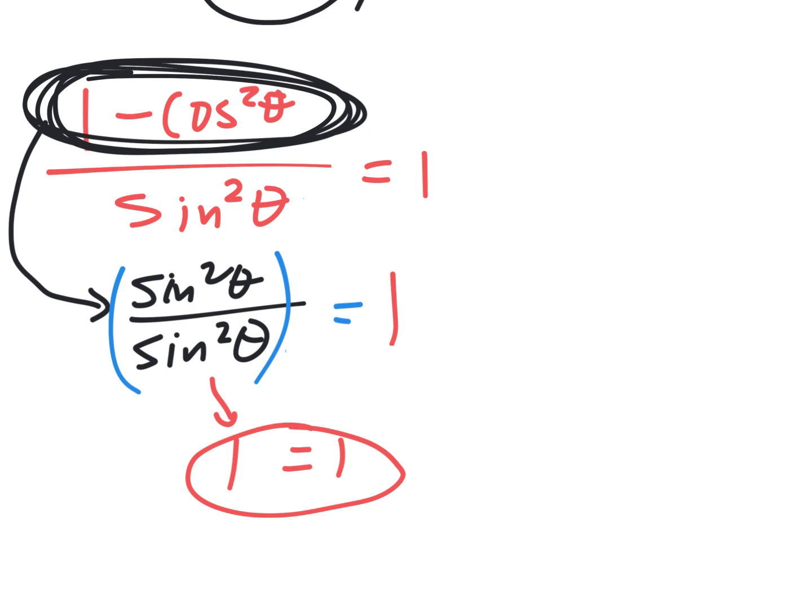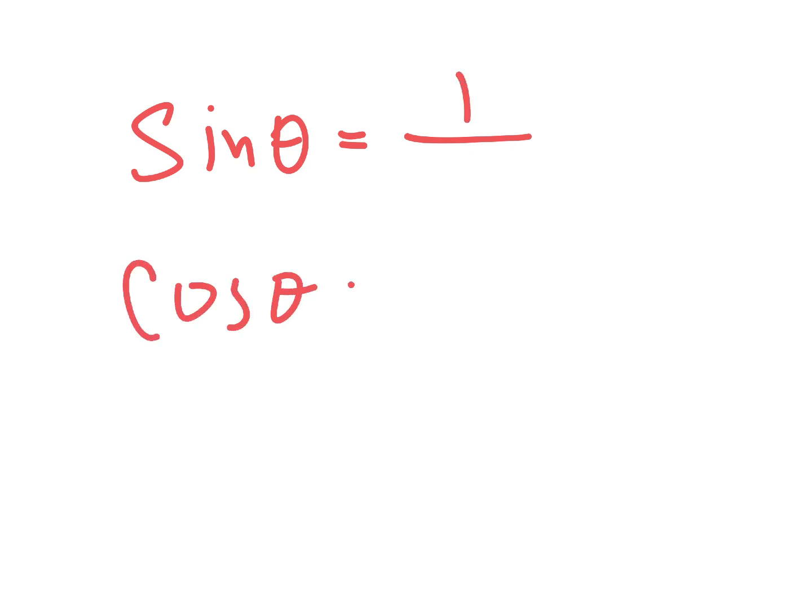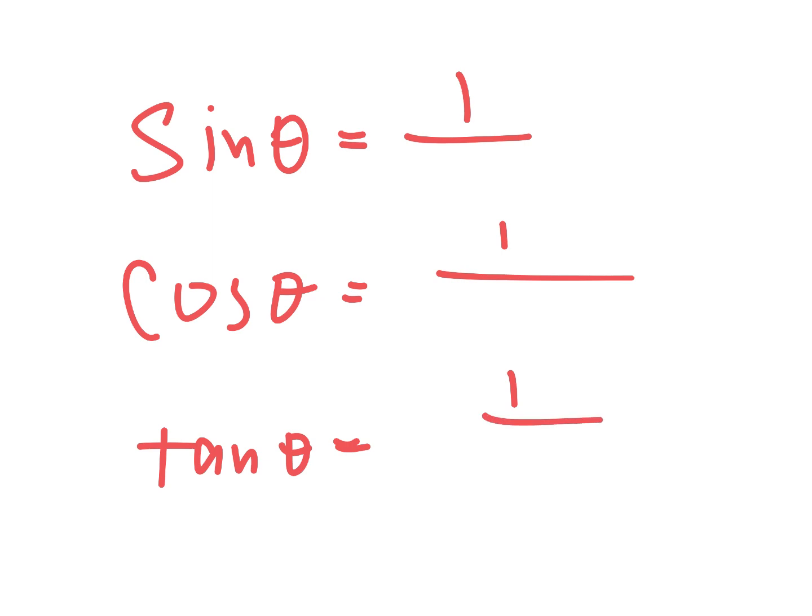All right, here's another one. Do you remember what sine goes with? That's like a reciprocal. 1 over something. And cosine of theta was 1 over something. And tangent of theta was 1 over something. Would you please write those 3 out? They're called reciprocals.